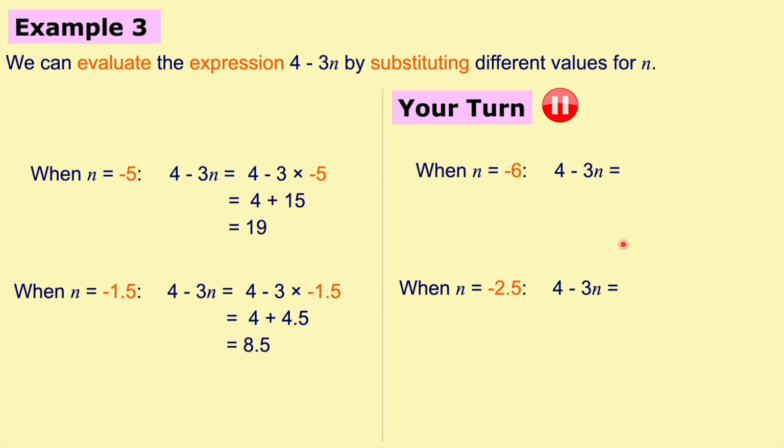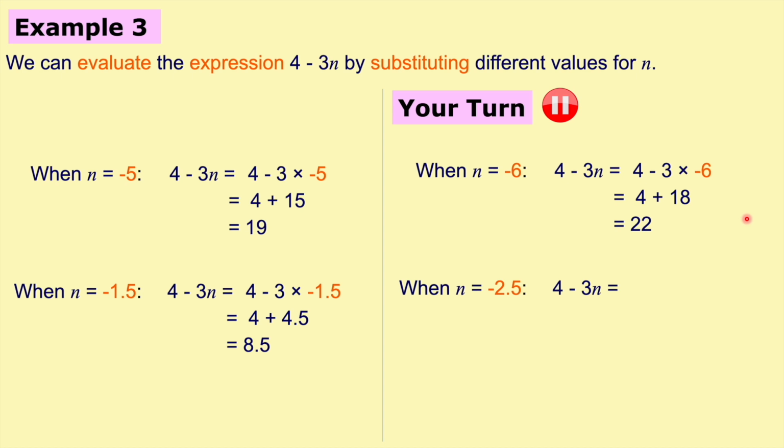Okay, so first one, we're substituting in n for negative 6, so you should have 4 subtract 3 multiplied by negative 6. So negative 3 times negative 6 gives us positive 18. So you should have 22 for that one.